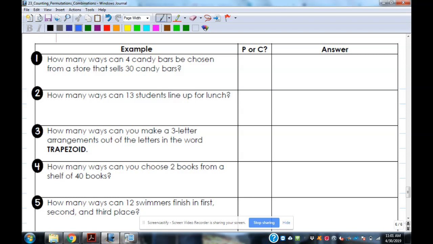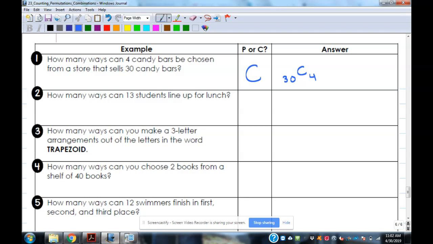So how many ways can 4 candy bars be chosen from a store that sells 30? Is that a permutation or a combination? Combination, because we're picking 4. We're not picking our 4 favorites or ranking them. We're just picking 4 from the 30. You should be doing 30 choose 4 when you work that out. I'm going to write whether it's a combination or a permutation and then what the setup is, and then you guys can do the work.